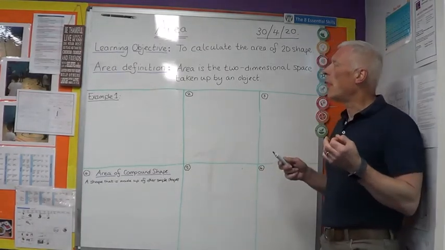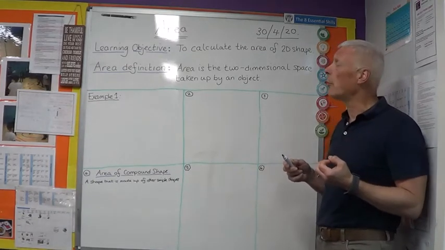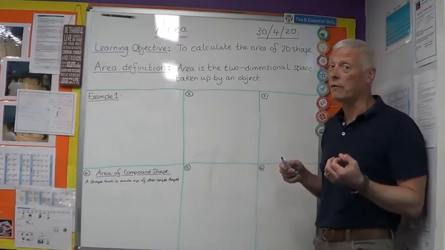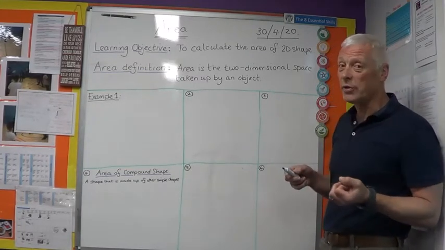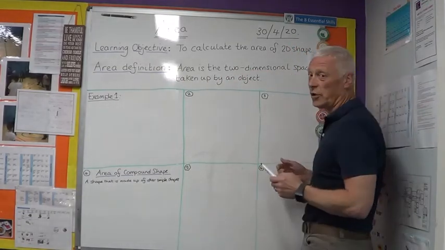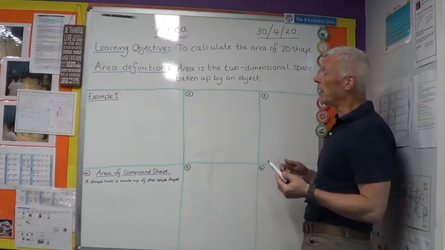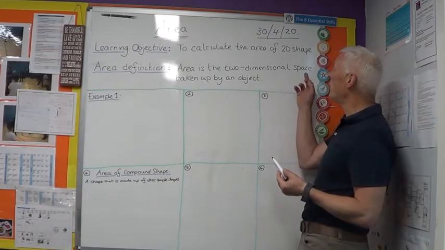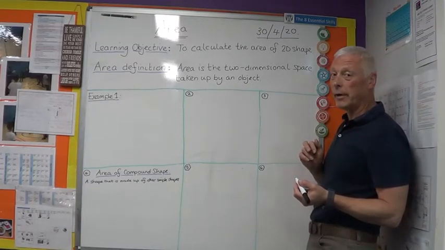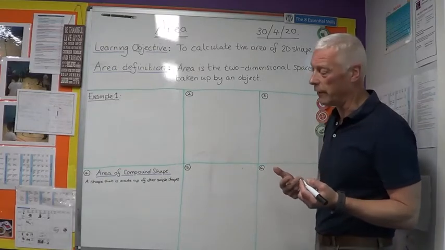Okay, so we did perimeter in the last lesson, and this time we are going to do a lesson on area, which follows on from perimeter. The learning objective for today's lesson is to calculate the area of 2D shapes. The definition of area is that area is the two-dimensional space taken up by an object. Now that sounds quite complicated, so we'll try and simplify it for you.